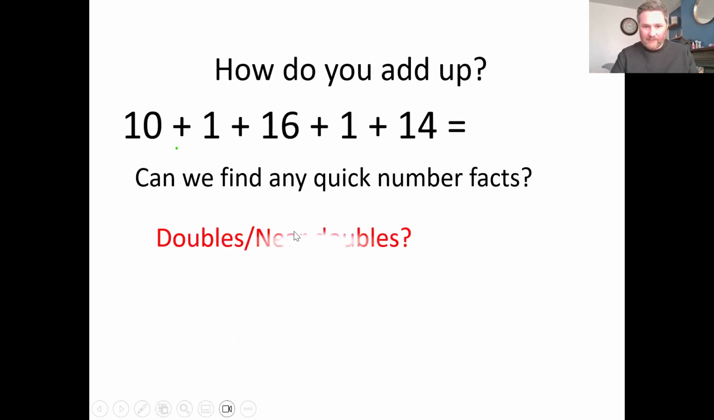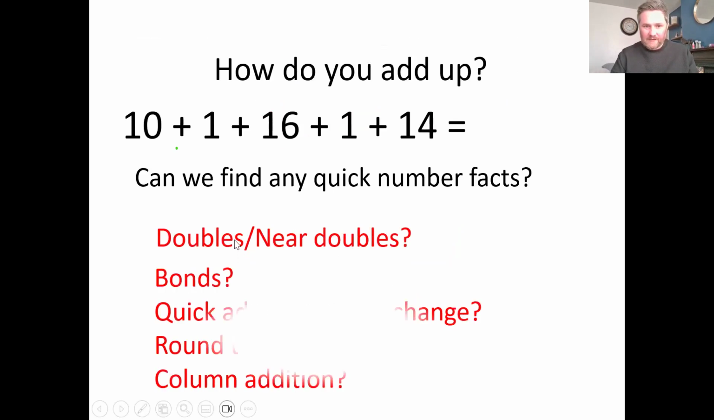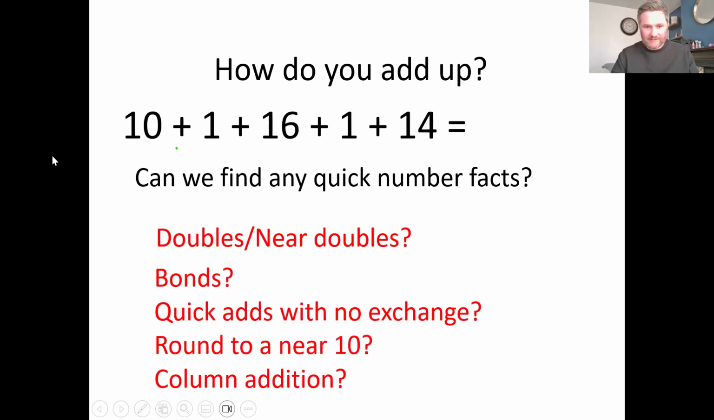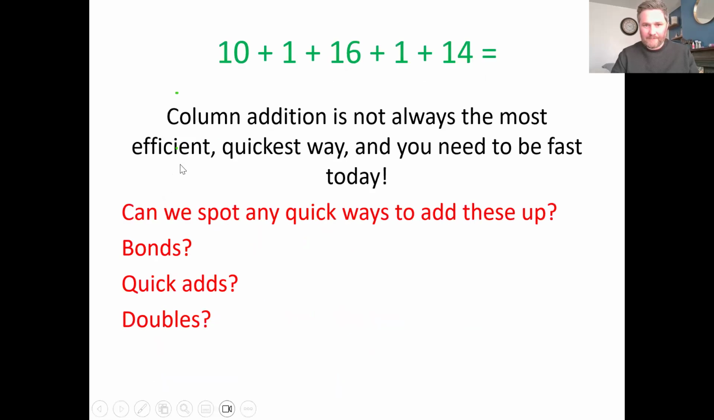So can we find any quick number facts? Doubles, near doubles, bonds, quick adds, no exchange, round to a near 10, column addition. Right, so for me, what I would do, let's move on. Column addition is not always the fastest and quickest way. You need to be fast. So how can we do this quickly?